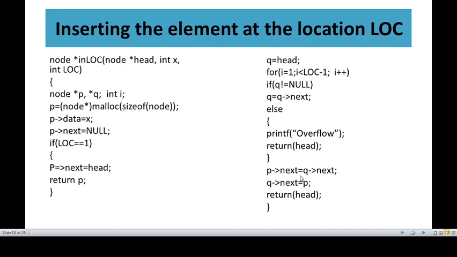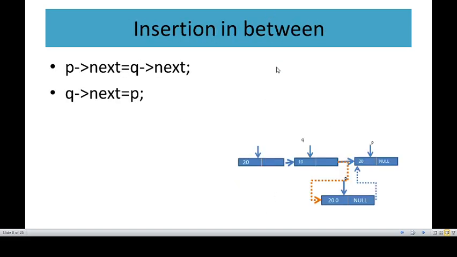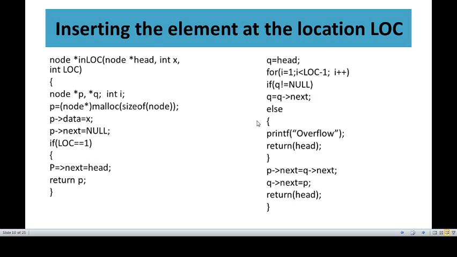Then p's next equals to q's next. See, p's next equals to q's next means what? This logic is from the insertion in between. P's next equals to q's next and q's next equals to p. We will use this same logic from here. Q's next equals to p's next and q's next equals to p and then return head.